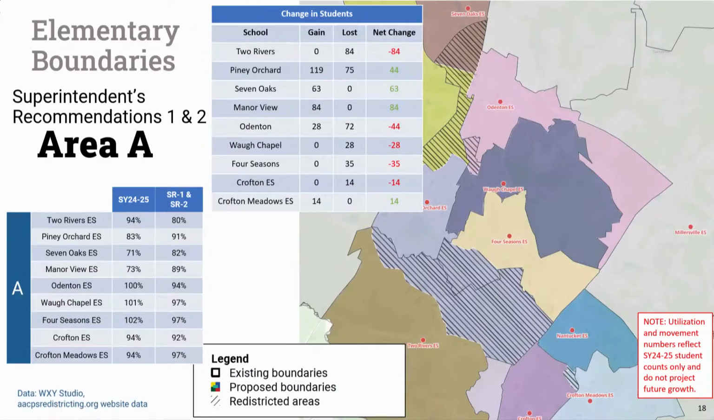At Wachapel, 28 students are moved to Odenton, and no additional students are gained to get this school below 100% to 97%. At Four Seasons, 35 students are moved to Piney Orchard, and no additional students are gained to get this school also to 97%. At Crofton Elementary School, 14 students are moved to Crofton Meadows, bringing Crofton Elementary to 92% and Crofton Meadows Elementary to 97%.